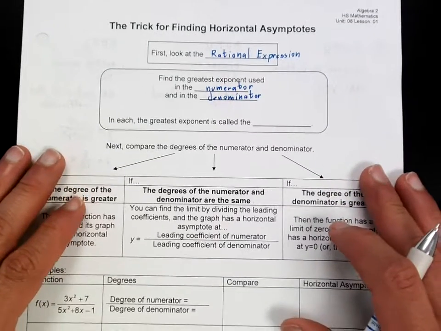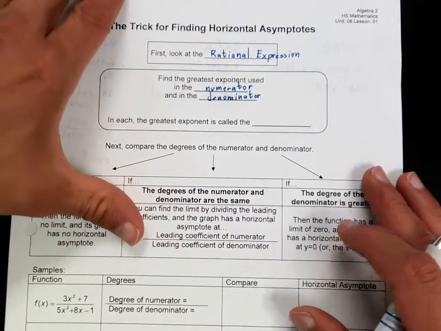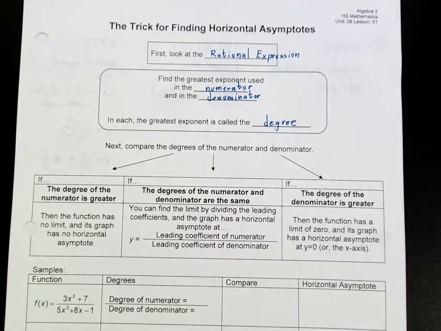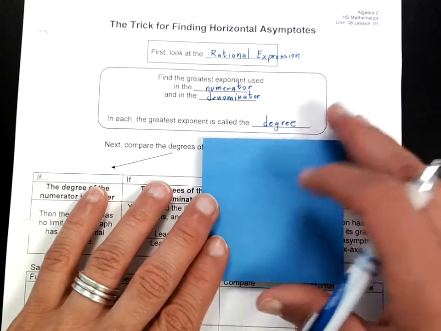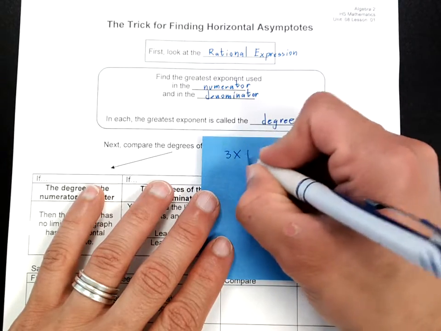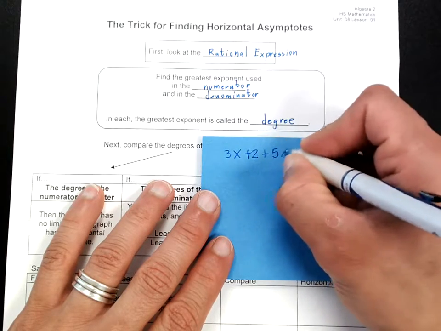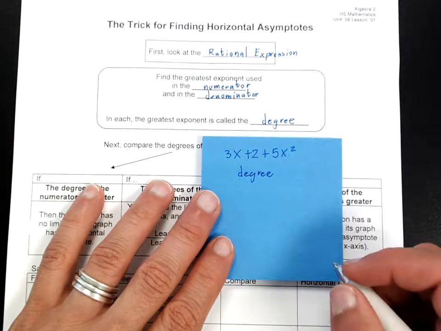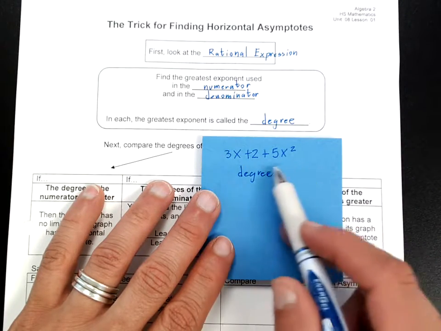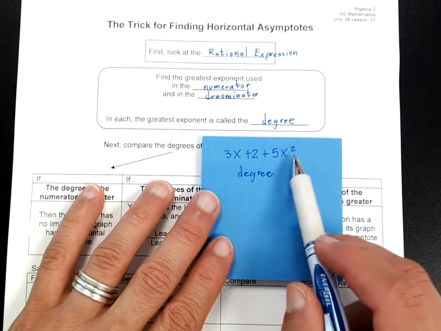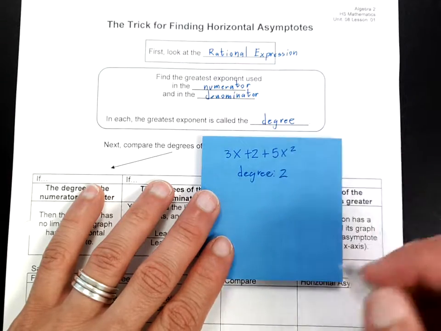Okay? So in each one of these, the greatest exponent is called the degree of the function. So just to give you an example of what I mean by that, if I'm just talking about degrees of a function, right? Let's say that I have 3x plus 2 plus 5x squared, and I were to ask you, hey, what's the degree of this function? All you have to do is look at it. Which one has the biggest power? The x squared, right? This one has the biggest power, so this is just degree 2. It's as simple as that.